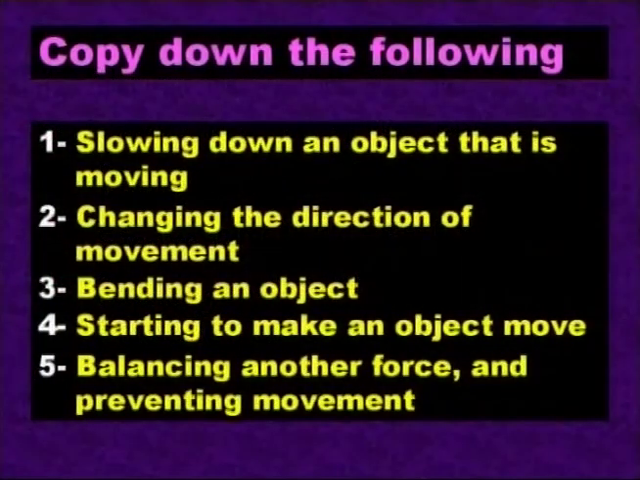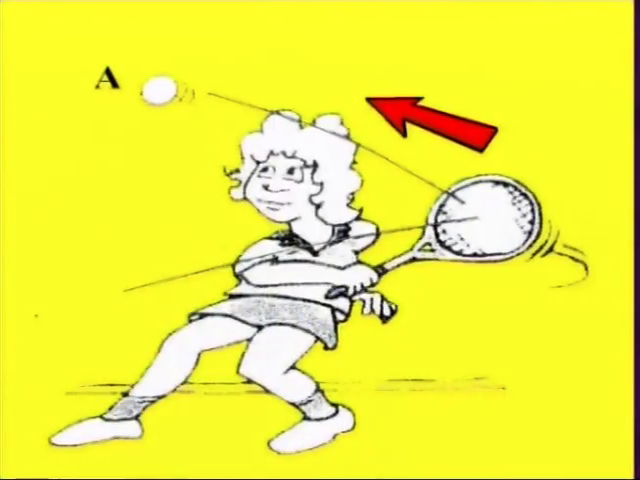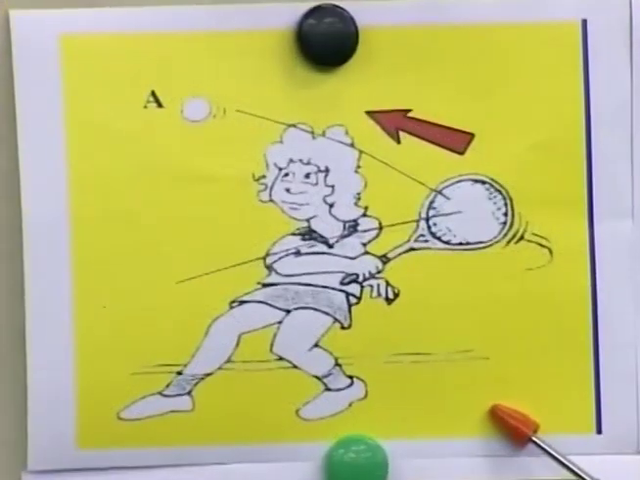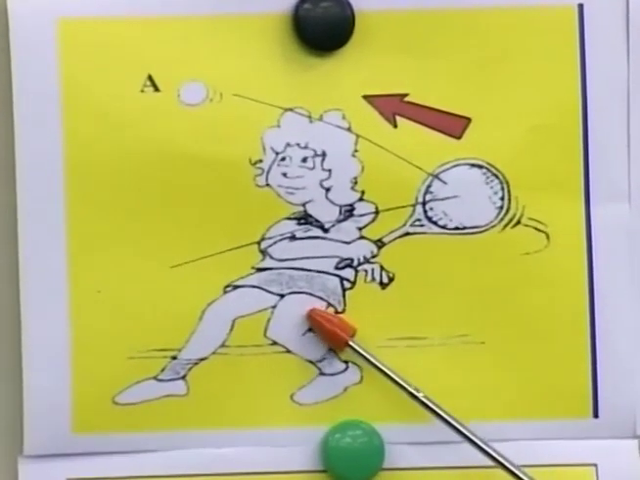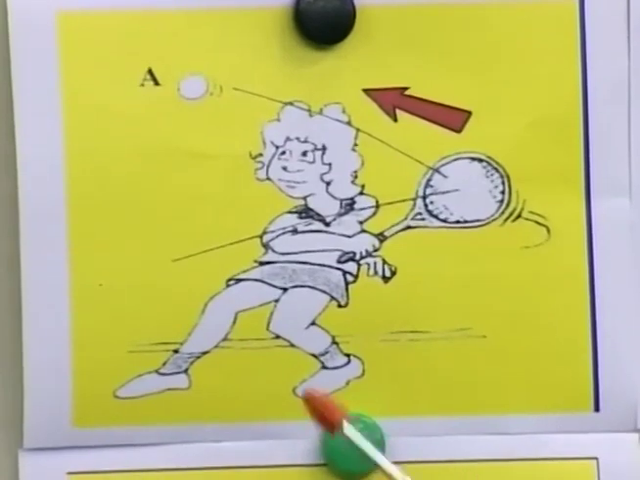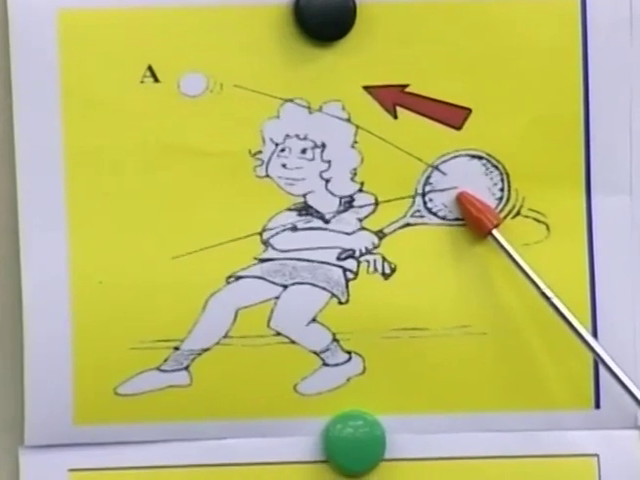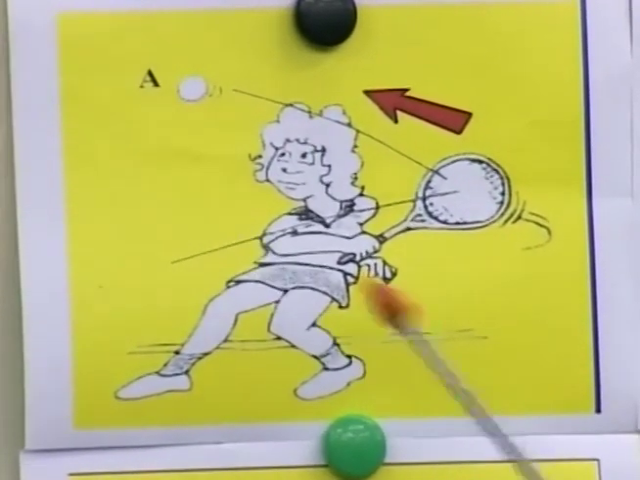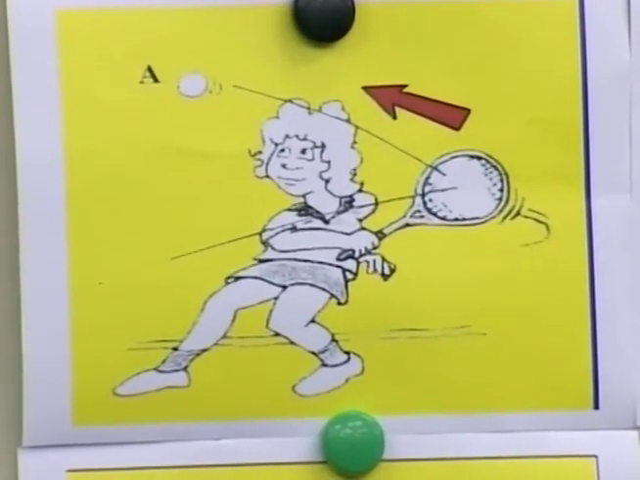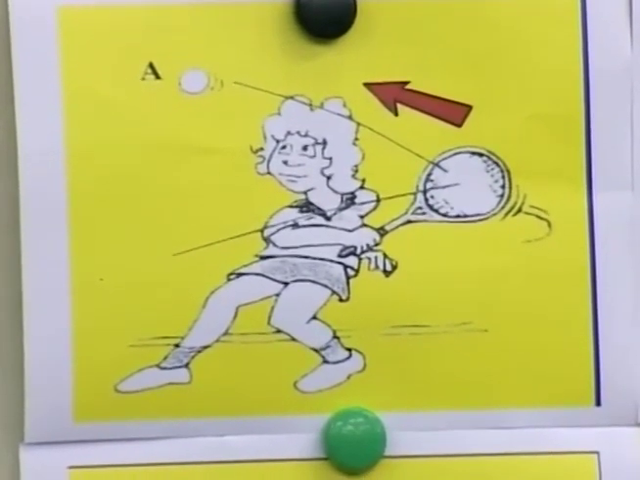Now changing the direction of movement, they think it's picture A. You think it's picture A, changing the direction of movement. Right. Model class, what do you think? Receiving students? Very good. You see, the ball was traveling in this direction, and once at the racket, it has changed direction. So that is correct. Changing the direction of movement is picture A.